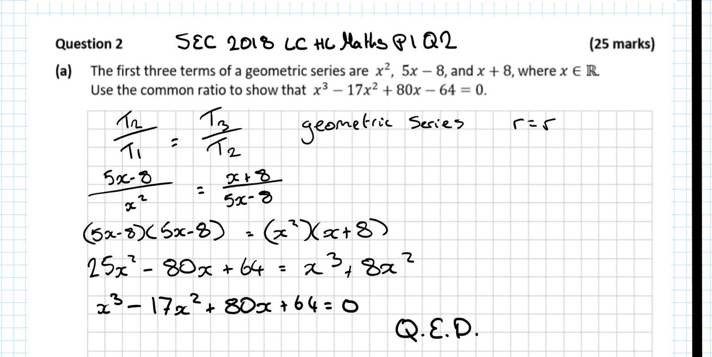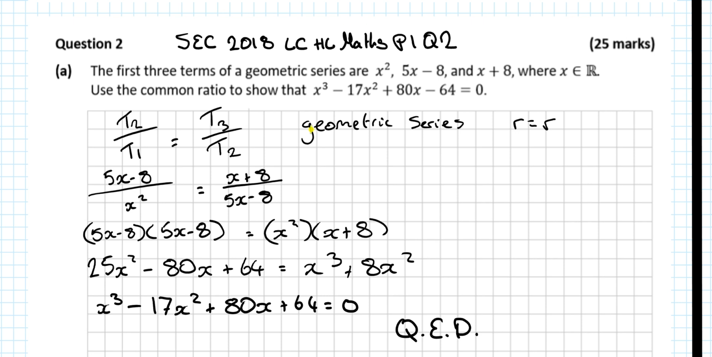So I'm looking at the SEC 2018 Leaving Cert Higher Level Maths Paper 1 Question 2. It's a sequences and series question. The first three terms in a geometric series are x squared minus 5x minus 8 and x plus 8, where x is an element of the real numbers, so it's not a complex number. Use the common ratio to show that x cubed minus 17x squared plus 80x minus 64 is equal to 0.